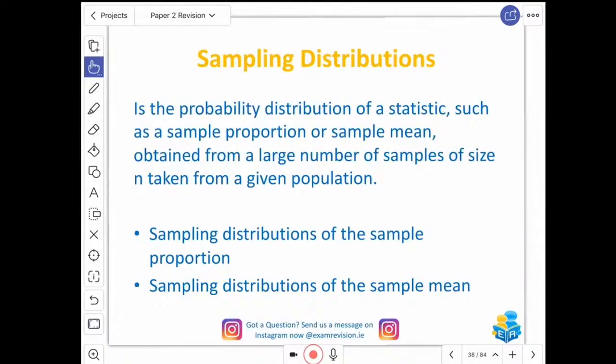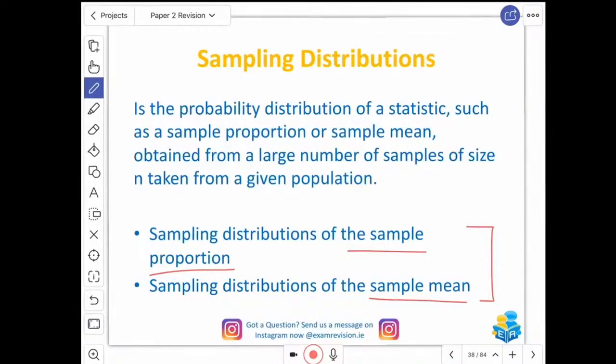And what we need to be aware of is that we have two different sampling distributions that we are concerned with in the Leaving Cert course. The two of them are, we've got our sampling distribution of the sample proportion, and we've got sampling distribution of the sample mean. Now, if I can give you one piece of advice on inferential statistics that you could take away from today, it's that every time you do a question that's to do with a 95% confidence interval or a hypothesis test, you need to figure out which one of these is which before you start the question.